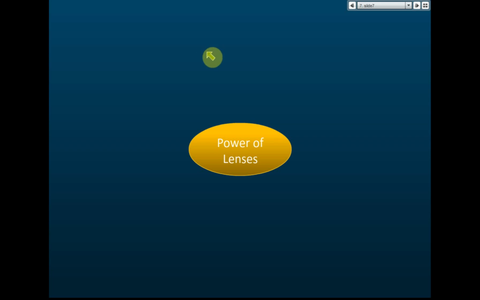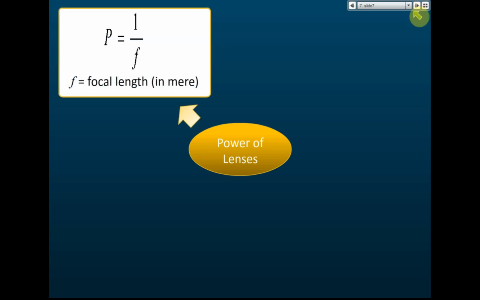Power of lenses. Power of lenses is given by this formula, P equals 1 over F. F is the focal length, and it's very, very important for you to know that F must be in meter. It's a typo here. So focal length must be in meter. Usually in the questions they will give you in cm, so change it to meter.